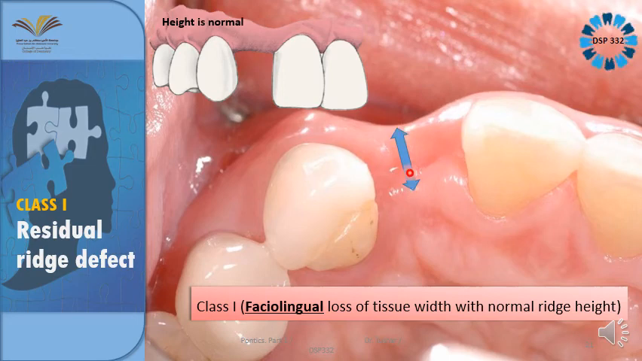Faciolingual loss of the tissue is considered a class 1 ridge defect. The height of the ridge is okay, but the faciolingual width is compromised. And why does this happen? Because when you did the extraction, you might have fractured the buccal cortical plate.